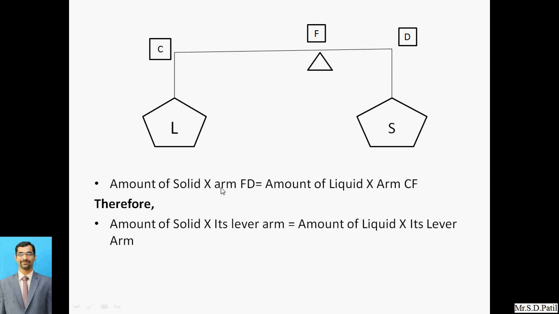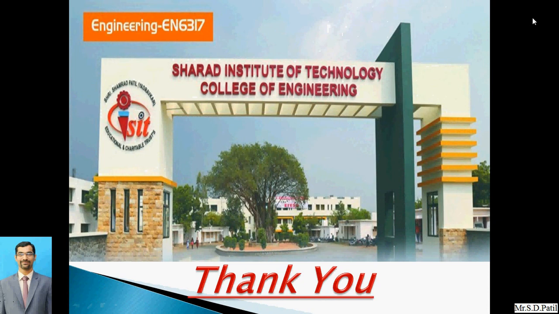Similarly, the amount of liquid into its lever arm, or amount of liquid into arm CF, in the sense, it is the lever arm for the liquid. So this is nothing but the lever rule. Because at any temperature the amount of solid and liquid phase can be determined in a similar manner. So this is the lever arm principle. I hope you have understood what the lever arm principle is through this lecture.